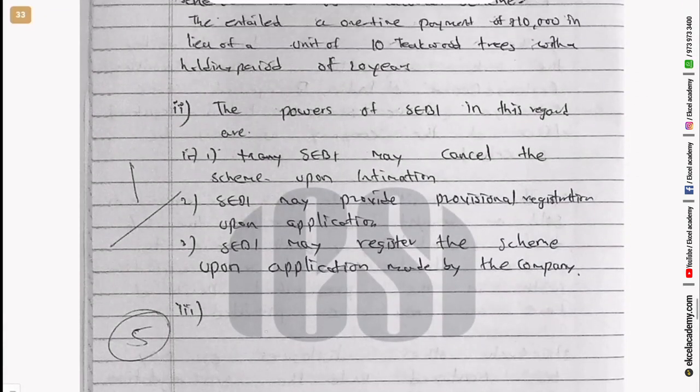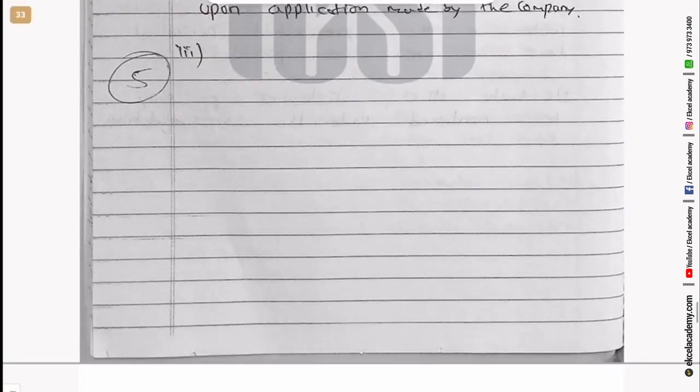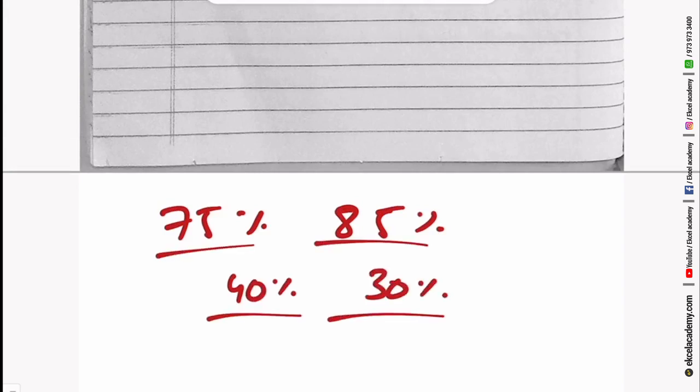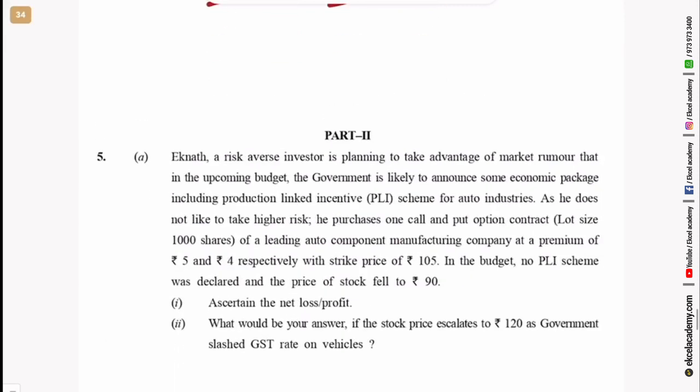So he has given the facts. Whatever he knows, he has written. He has got 5. Since his earlier strike rate was 75% marks, 85% marks, now he's getting only 40% or even 30% for every question. It doesn't matter. Overall, he's going to get good marks.